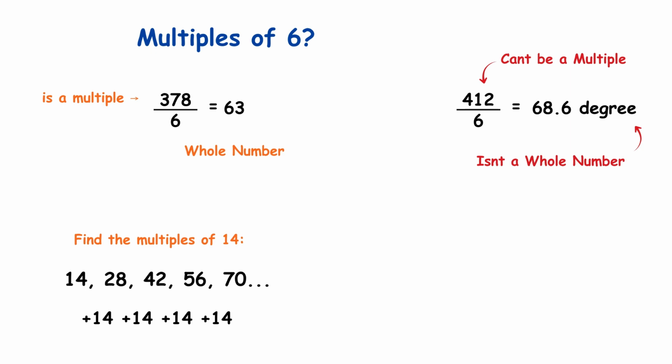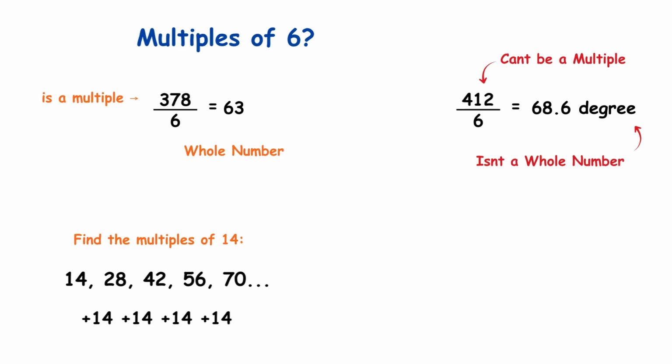Finding multiples by adding. Another way to think about the multiples of a number is to just keep on adding that same number. So to find the multiples of 14, we could just keep adding 14 to get 28, 42, 56, 70, and so on. And all of these numbers that we get would be the multiples of 14.